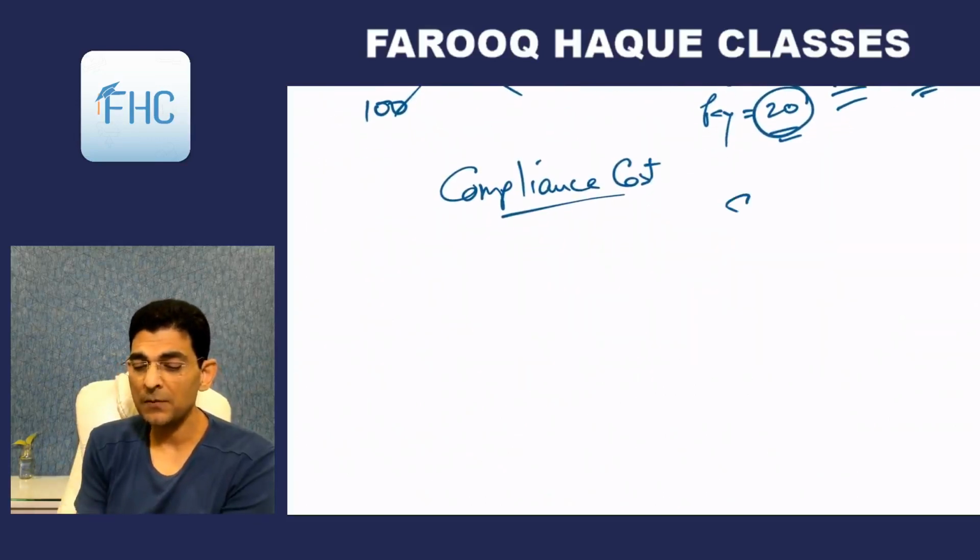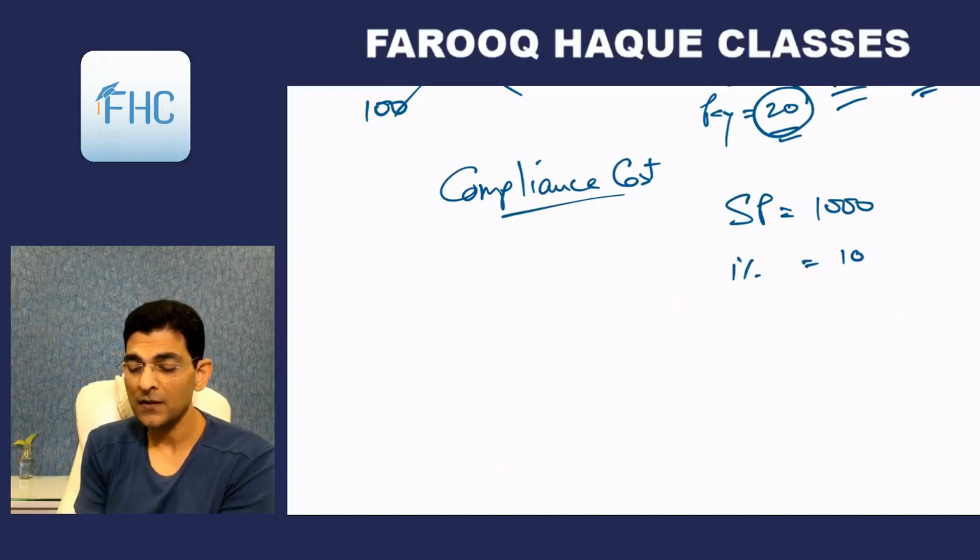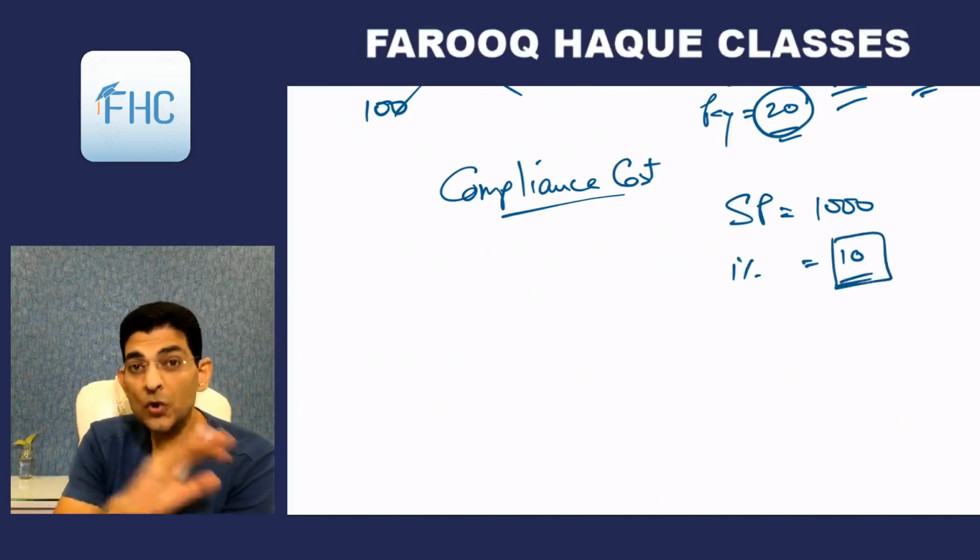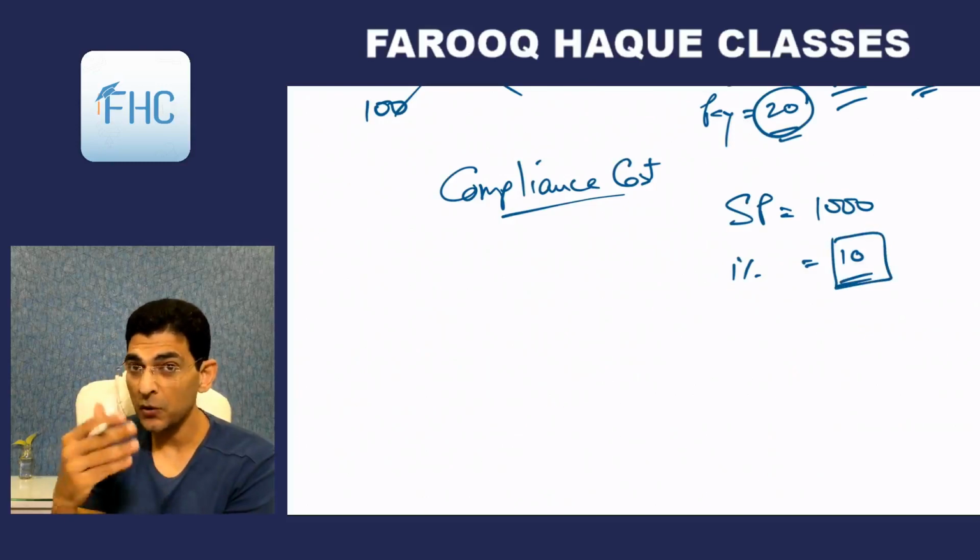For example, if the sale price is say 1000 rupees, then I would pay at a very small rate of say 1%. How much is 1% of 1000? 10 rupees, right? So you pay 10 rupees directly to the government. So you don't claim ITC. Now see all the points.